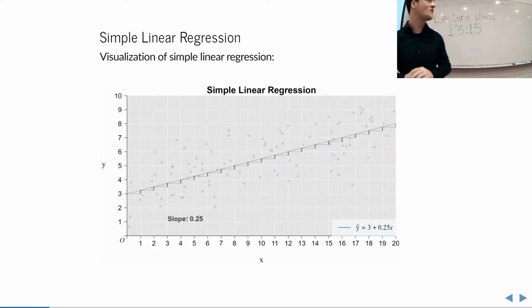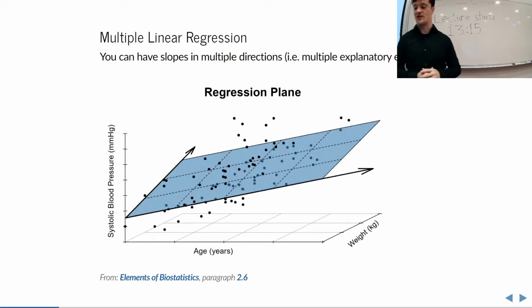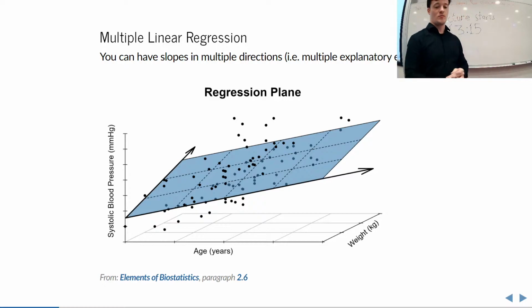But linear regression goes much further than just estimating lines. We can do multiple linear regression, where we have an effect in more than one direction. Here's an example. Your systolic blood pressure is caused by many things, but there may be a linear relationship with age, and simultaneously a linear relationship with your weight. Of course, if you go all the way to 0, it no longer makes sense. But within the range of your data, this could be a good model for estimating someone's systolic blood pressure based on these two explanatory variables.